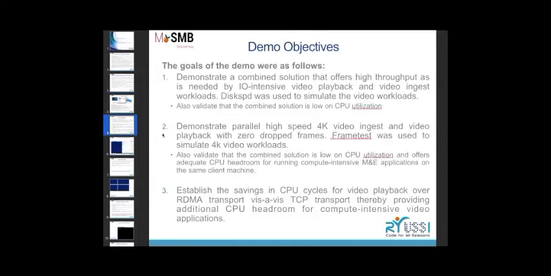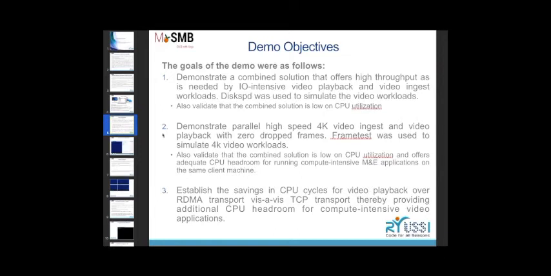So our demo objectives were as follows. The first goal was to demonstrate a combined solution that would offer high throughput as is needed by IO intensive video playback and video ingest workloads. We used diskspd to simulate the video workloads. We also validate that the combined solution is low on CPU utilization.